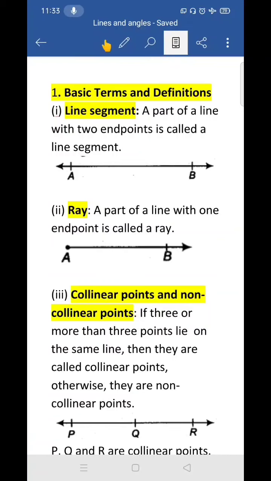Hello viewers, welcome back to my channel. In this video, I am going to explain the introduction part from the chapter Lines and Angles.